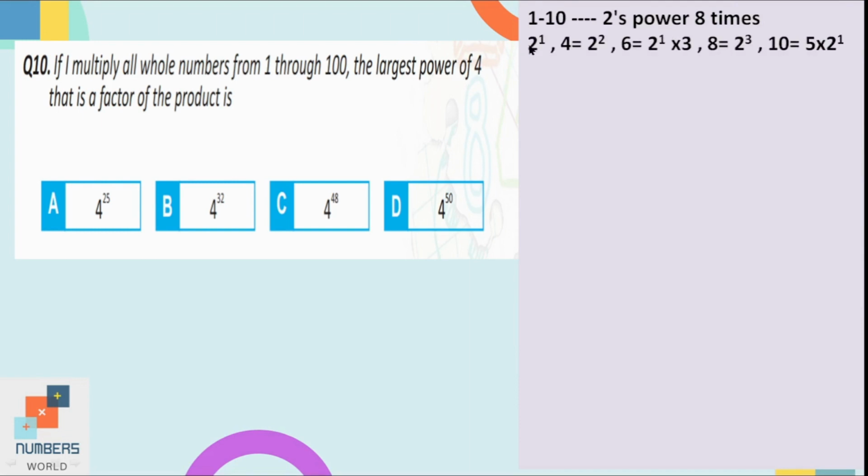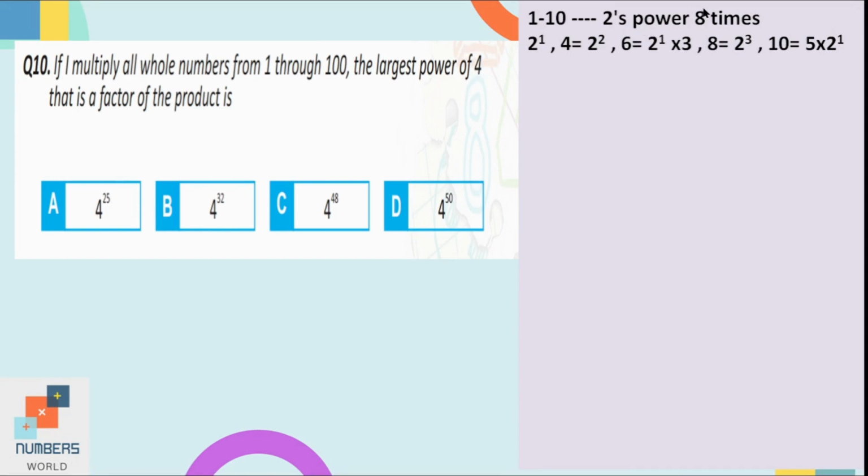2 raised to power 1 is equal to 2. 4 can be written as 2 raised to power 2. 6 is equal to 2 raised to power 1 multiplied by 3. 8 is equal to 2 raised to power 3. And 10 can be written as 5 multiplied by 2 raised to power 1. So from 1 to 10, we can count the powers of 2 8 times.